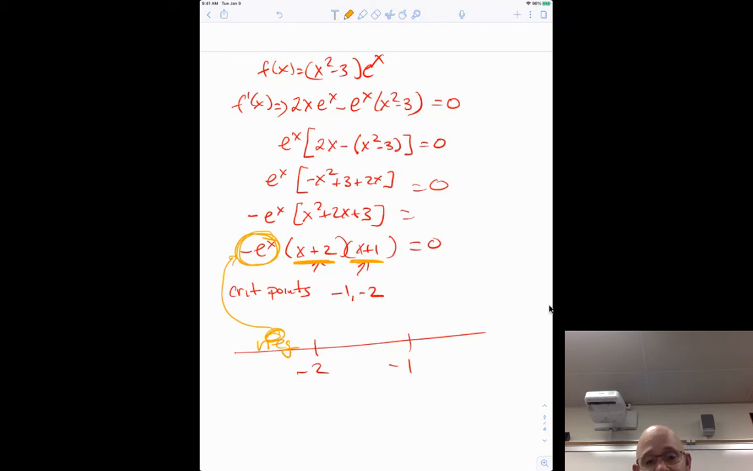I'll do the really easy one. The easy one's to the right. So we go way over to the right, like a big positive number: positive x plus 2, positive x plus 1, but negative there. So that's the negative.